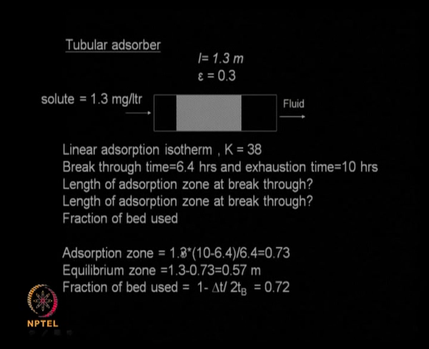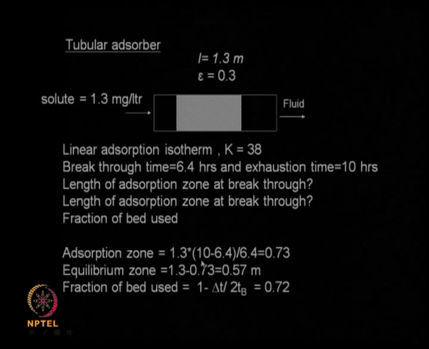So the adsorption zone, how do you calculate that? The solute concentration is 1.3 mg per liter, the length is also 1.3 meters. So length of the column, 10 is your exhaustion time, 6.4 is the breakthrough time, divided by the breakthrough time, that gives 0.73. I hope you remember these equations which we did a couple of classes back.